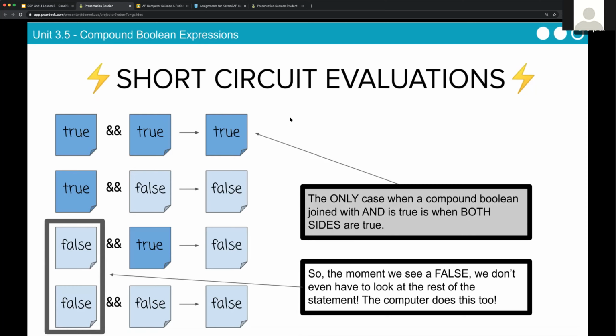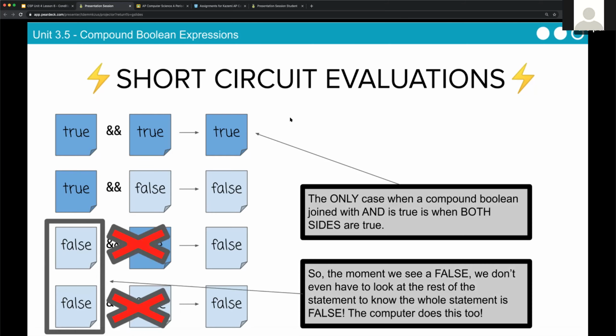Because I know the whole thing's going to be false anyway, because I know that both sides have to be true for the whole thing to be true. So basically, it just ignores the rest of it as soon as it sees that false, in the context of an and. Remember, this is just for and.